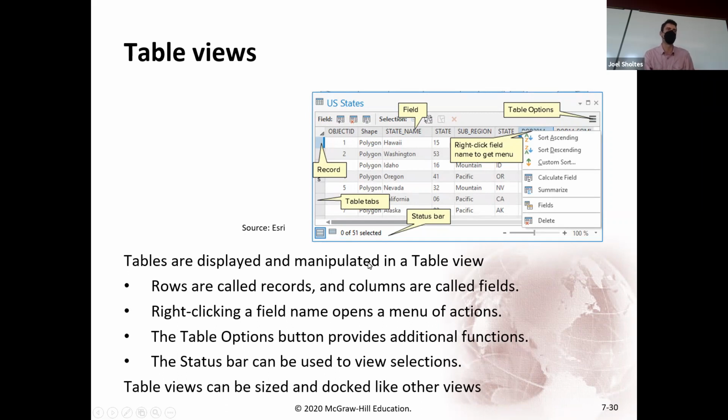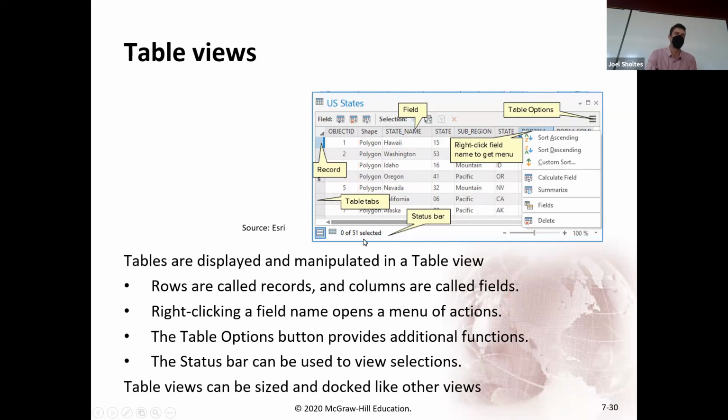Let's just summarize what tables are. Here is an attribute table again. We right-click on a shapefile and go to attribute table. We have records. So these are associated with each element, each polygon, line, or point. We have our fields.